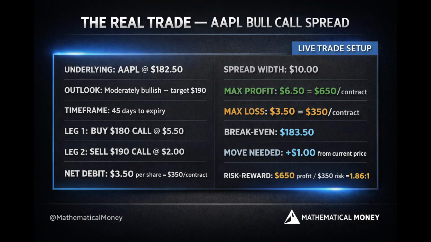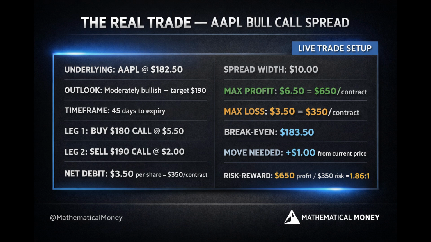Here is the real trade. Apple at $182.50. You are moderately bullish. You expect Apple to move toward the 190 range over the next 45 days. A single long call at the 180 strike costs $5.50. $550 per contract. Instead, you build the bull call spread.